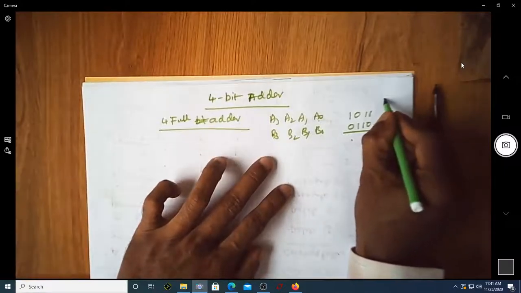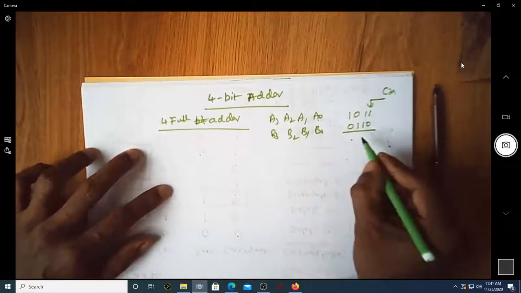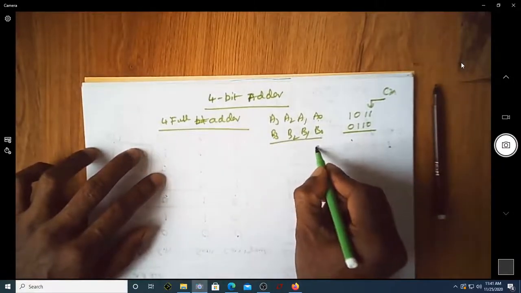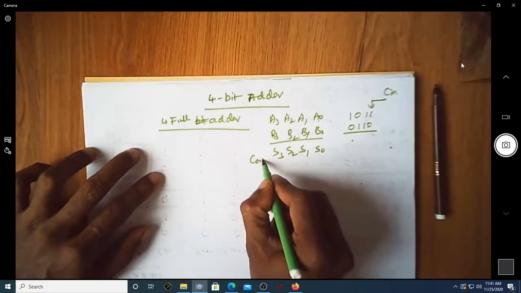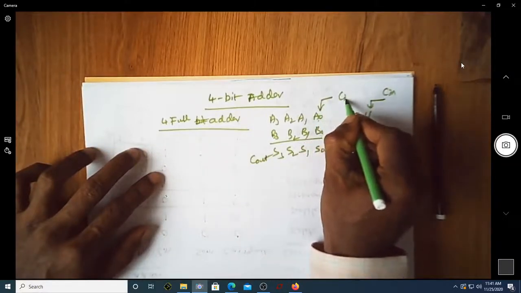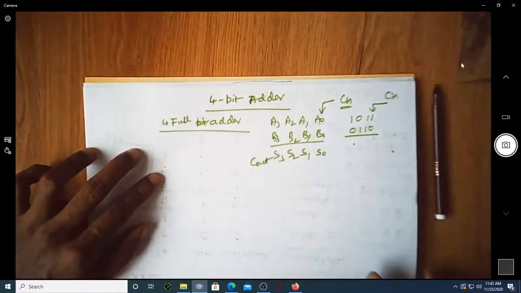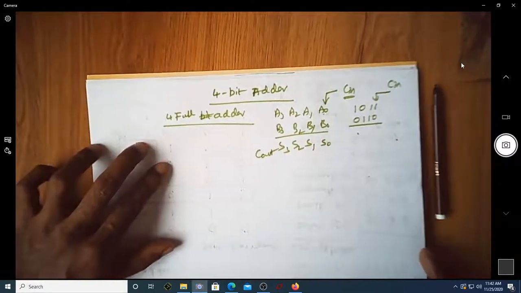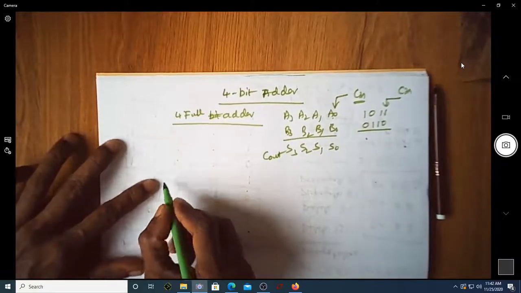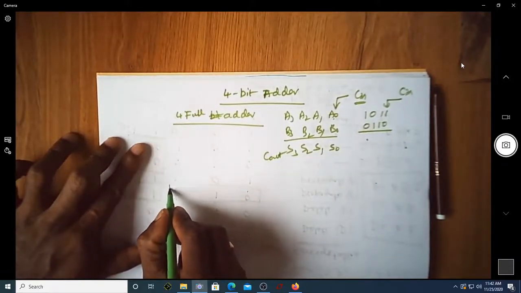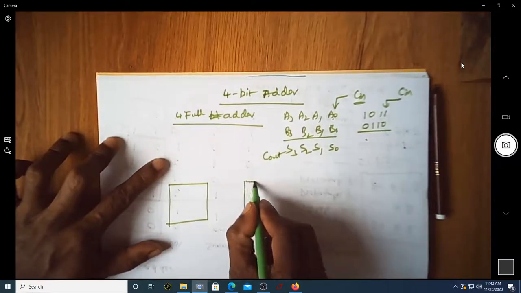And of course you're going to have a carry in input, Cin, and the output would be S0, S1, S2, S3, and there is a C out. There is a carry in and there is a carry out, and of course you're going to have a 4-bit sum output. The implementation of this can be done using 4 full adders. So you can start writing the block diagram of those full adders.